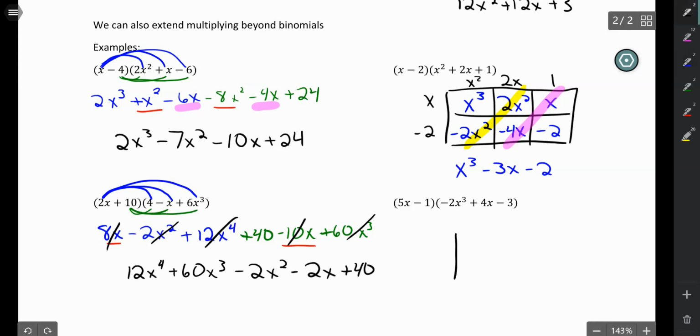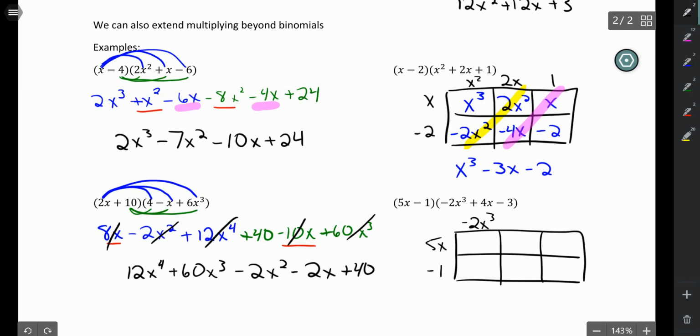And again, I've got 2 by 3, so I'm going to make my box 2 by 3. So there's my 2, and here's my 1, 2, 3. 5x and minus 1. Negative 2x cubed, 4x, and negative 3. All right, let's go ahead and multiply.